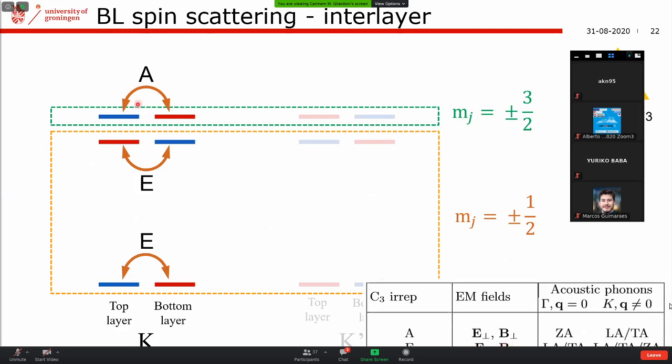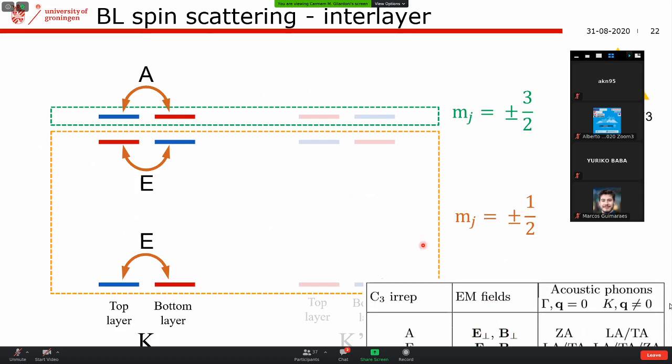And for the states transforming as mj equals plus and minus 3/2, since time reversal doesn't play a role anymore, now this flipping is actually allowed, and it's allowed with operators that transform as the A irreducible representation. And those are electric and magnetic fields out of the plane of the monolayer.